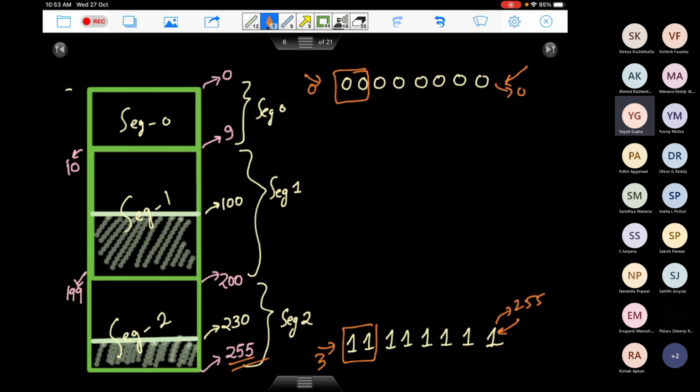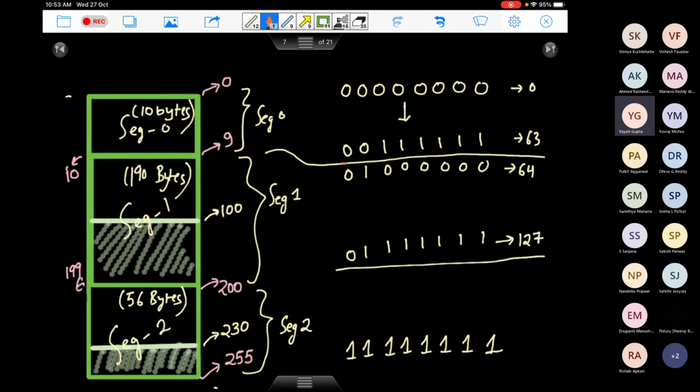Given that these first two bits tell us the segment number, what is the size of each segment now? If you look at segment 0, it will start from here and go till this particular address, right? So it goes from 0 to 63, which means that if we use the first two bits for segment number, the size of your first segment is 64 bytes.